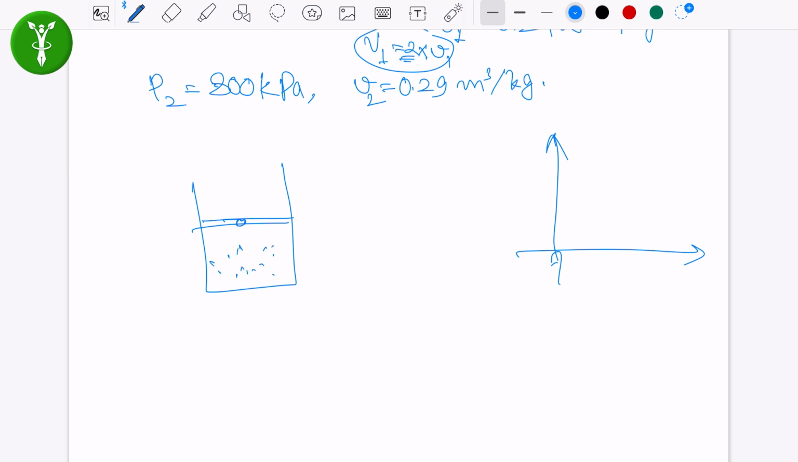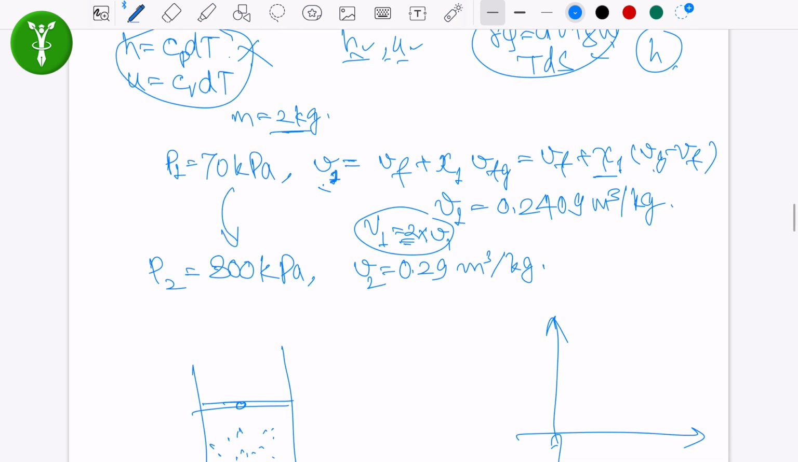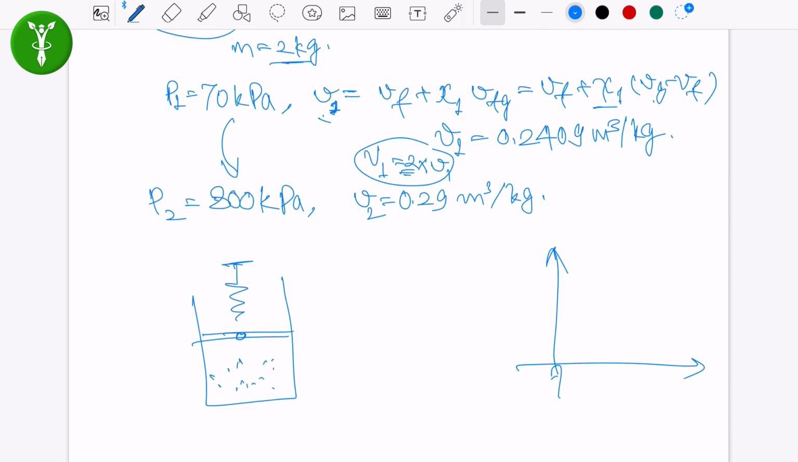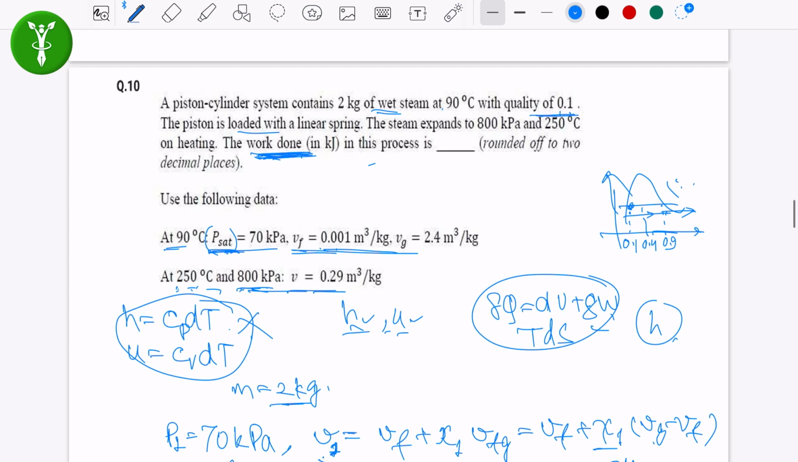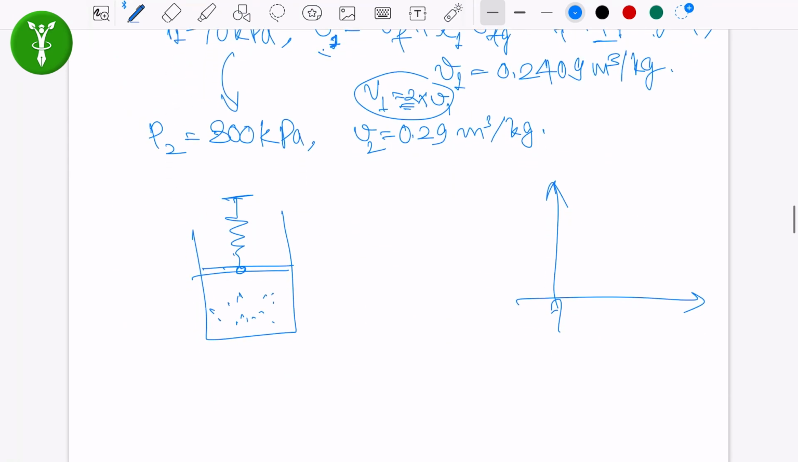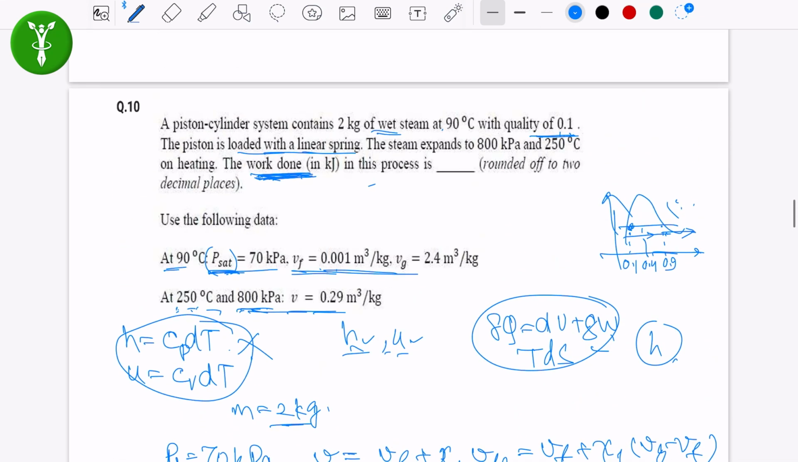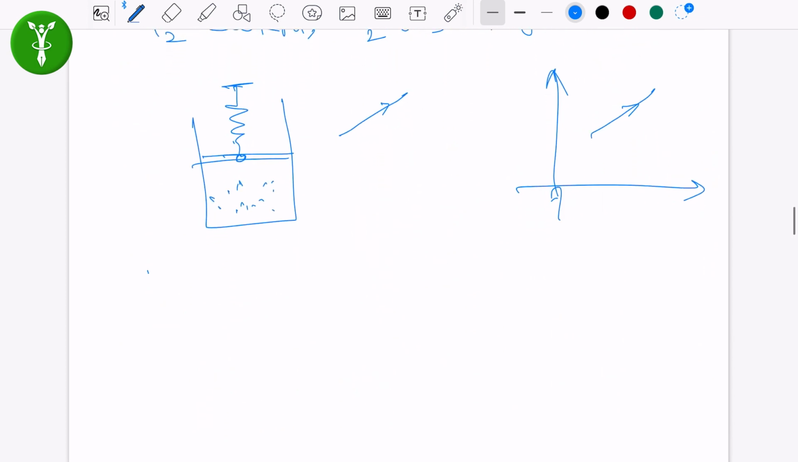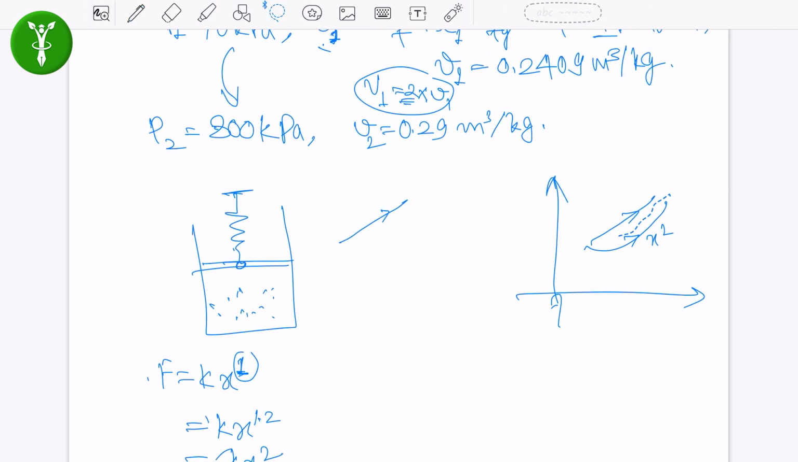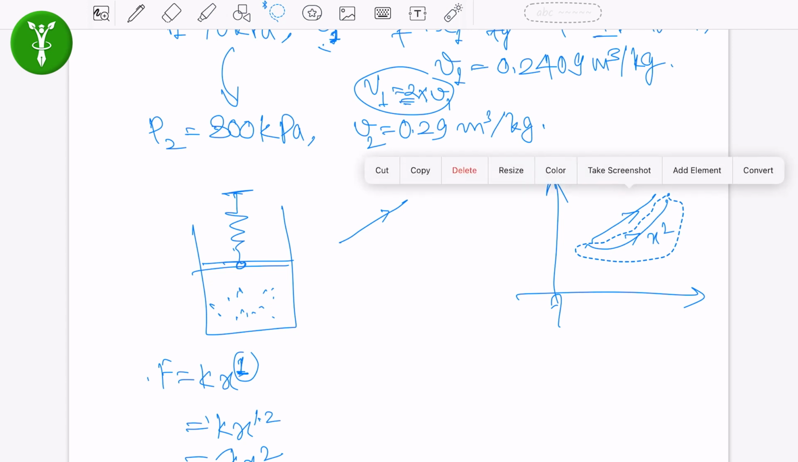Here wet steam is there. So see, as the pressure increases from here to here, and here we have a spring. The piston is loaded with a linear spring. Linear spring means pressure increases linearly. In this case it is a linear spring. Linear spring means force is equal to kx, x to the power of 1. If it follows some expansion like x to the power of 1.2 or kx square, it will be a different case. Since it is a linear spring, we can easily calculate now.